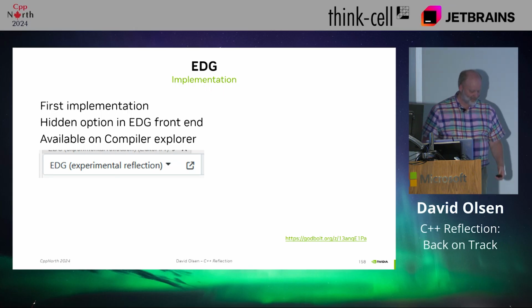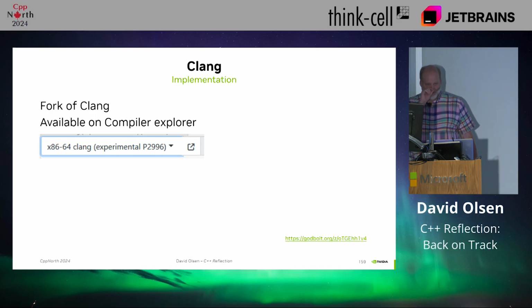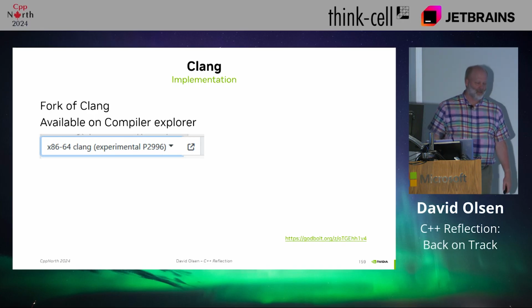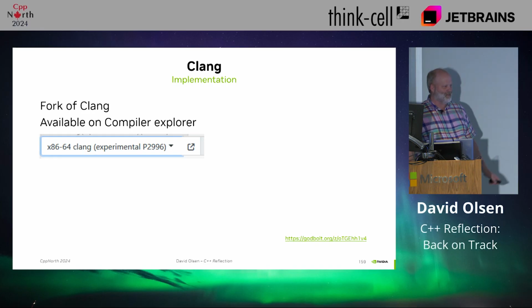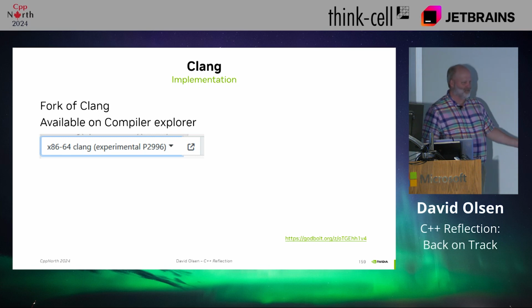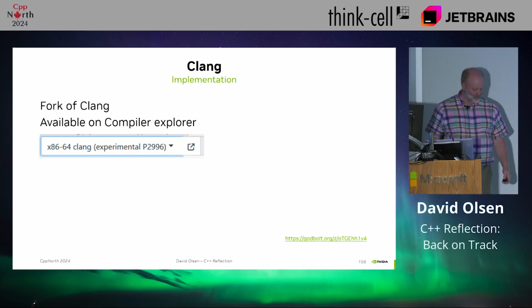Select the EDG experimental reflection compiler. A fork of Clang, written by people at Bloomberg, I think, is available on Compiler Explorer. It implements almost the same thing. The two behave very similarly. So select Clang experimental P2996.